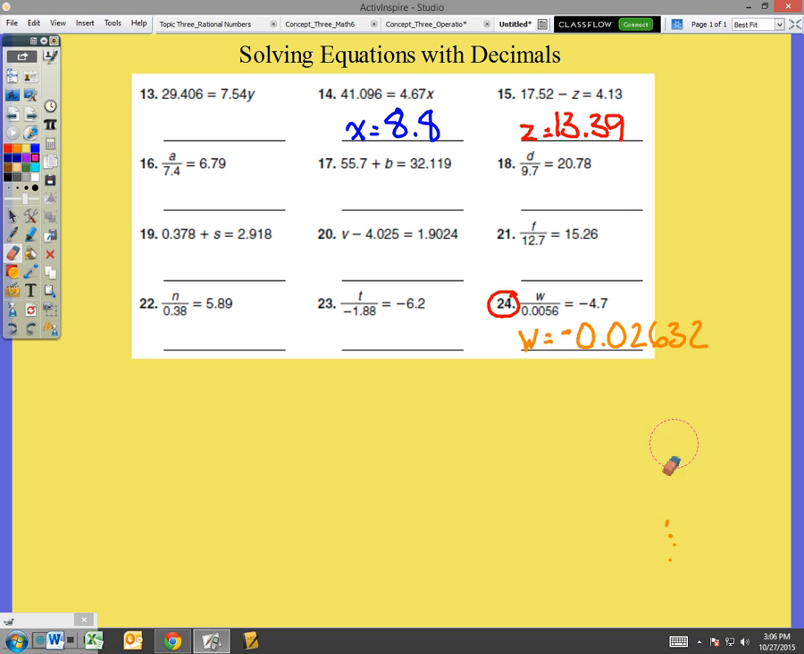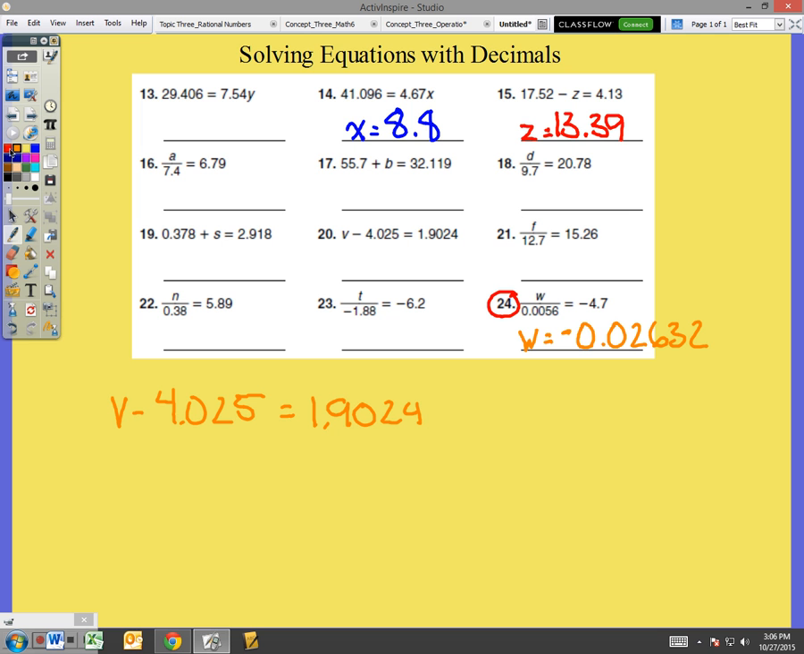Let's take a look. So we did a multiplication one. We did one where we're subtracting. You know what? Let's do number 20. So we have v minus 4 and 25 thousandths is equal to 1 and 9,024 10,000ths.